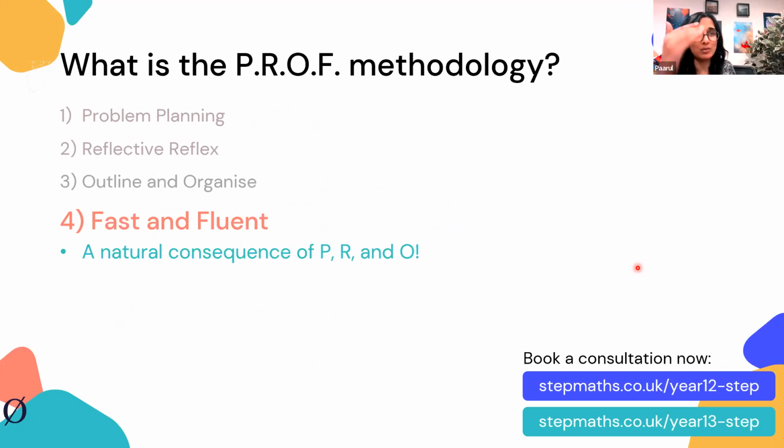And then lastly, fast assessment. If you do problem planning, reflect, and if you lay your work out nicely, you will get fast. You will get much quicker. So we said that the problem planning, we spent probably 15-20 minutes on it here, but when we were doing a STEP paper, we might be able to do that in 5 minutes. And this just comes with practice, practicing lots and lots of questions. So yeah, getting fast and fluent is a natural consequence of P.R.O.F.